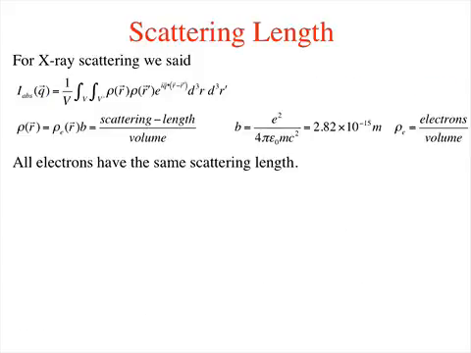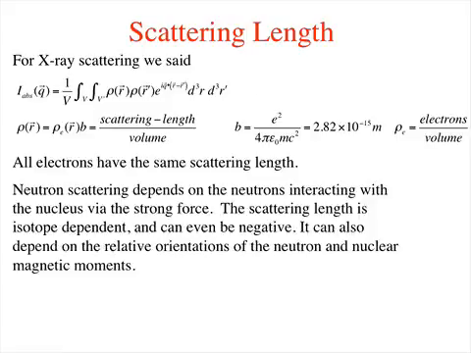I'll remind you that when we were talking about Fourier transforms, and also when we were talking about small angle scattering, we said that the intensity depended on the correlations of the scattering length density. So for X-rays, the scattering length density is the scattering length per electron times the density of electrons, and every electron has the same scattering length. So for X-rays, the contrast is provided by variations in the electron density.